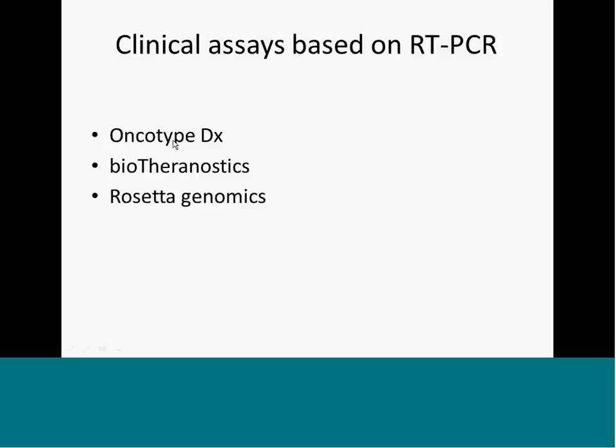Has anybody ordered the Oncotype DX before? All of you? Okay. For breast, colon? Okay, for breast. Carcinogenesis, has anybody ordered that for adenocarcinoma of unknown primary? Ben has. And I doubt anybody has ordered the Rosetta Genomics. Is that correct? Okay.